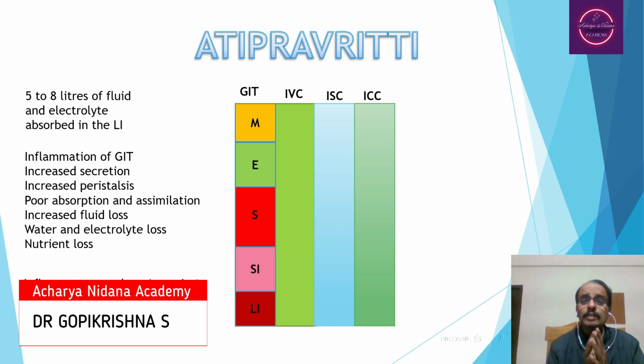So this is how Atipravritti may occur, because the movement is happening from the intravascular compartment to the alimentary canal. Then why is the reverse movement, the absorption from the alimentary canal to the intravascular compartment, not happening? Because it is moving in one particular direction, which is responsible for the increased peristaltic movement. When there is increased peristaltic movement, naturally the absorption from the stomach, small intestine or large intestine may not occur, right? This is what is considered to be Atipravritti.